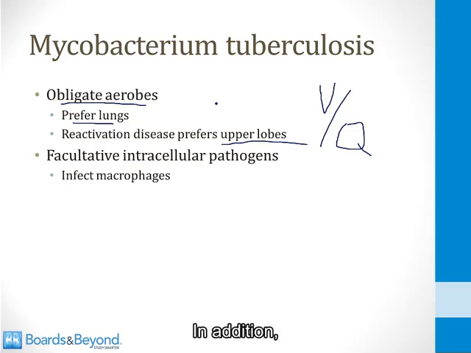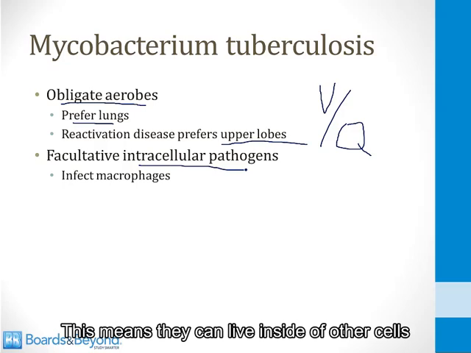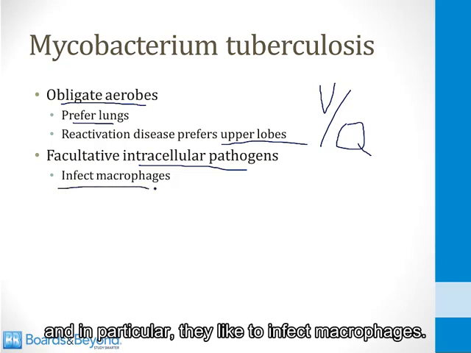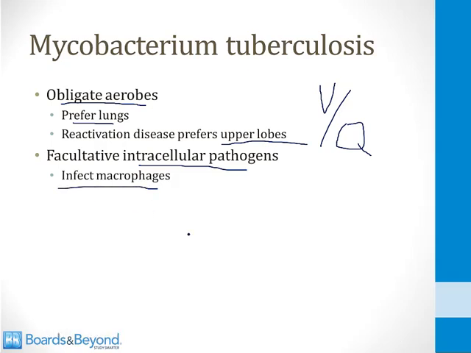In addition, these bacteria are facultative intracellular pathogens. This means they can live inside of other cells when they need to, and in particular, they like to infect macrophages. This is an important part of the pathophysiology of tuberculosis.